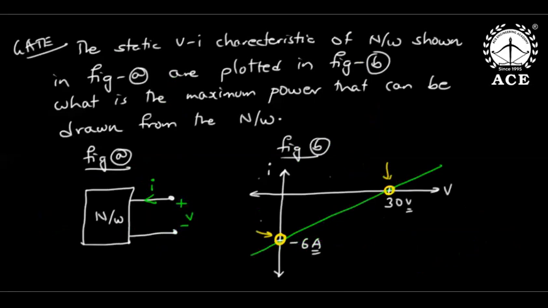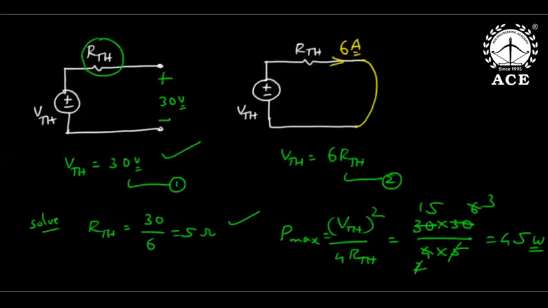So we are linking the characteristics to model the network. But we know any complex network, including source... You may say, sir, why is there a source inside? Because the segment of characteristics appears in which quadrant? Fourth quadrant. So definitely there is a source inside. So I simplified like this, and we got the answer.